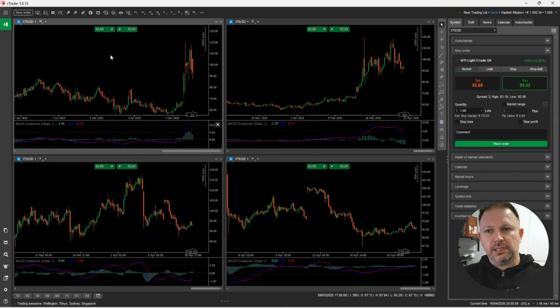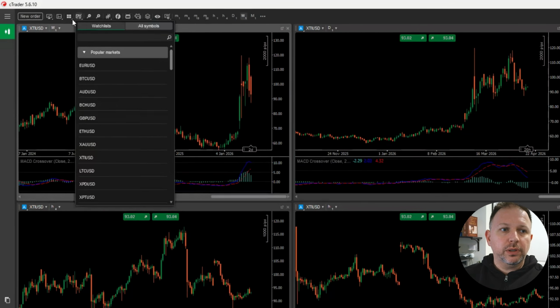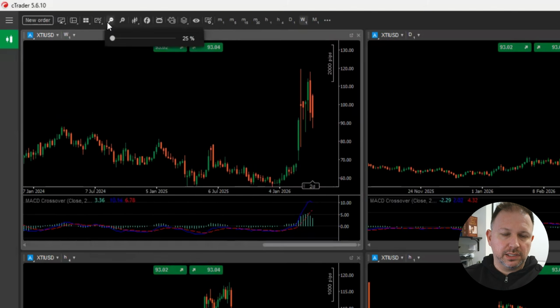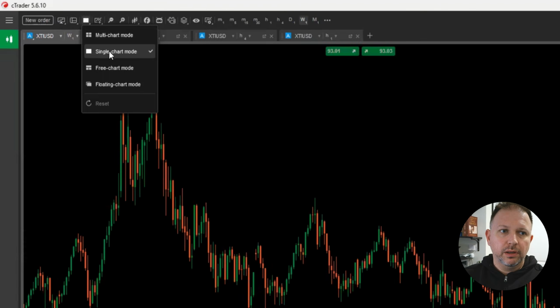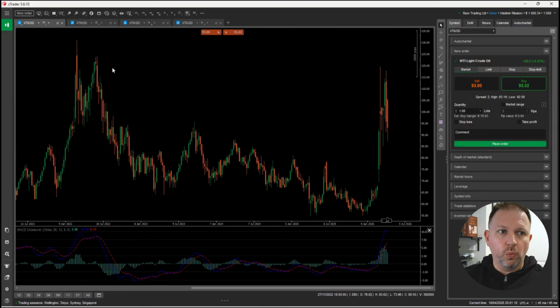So this is the cTrader platform, and this is a multi-timeframe chart layout. You can control everything on this sidebar here, and choose your style. This is a multi-timeframe chart. Of course, if you choose the one single chart method, this is what you will get.